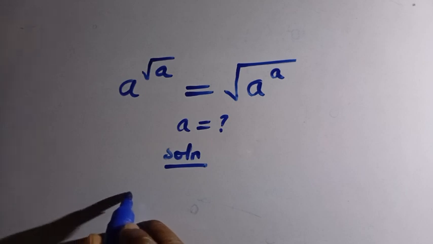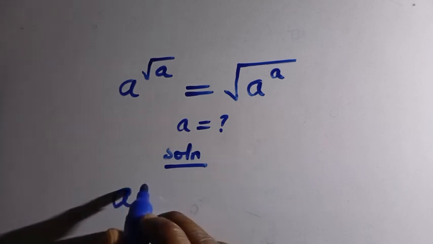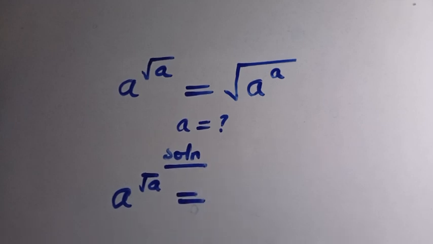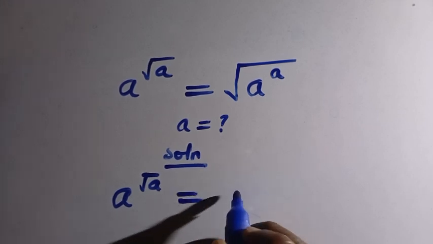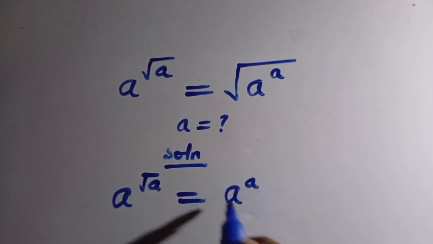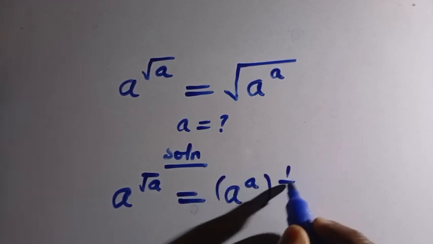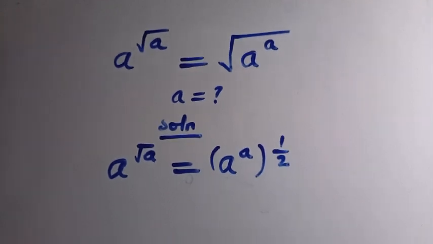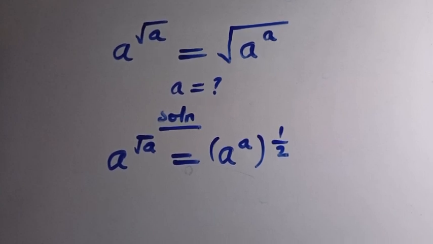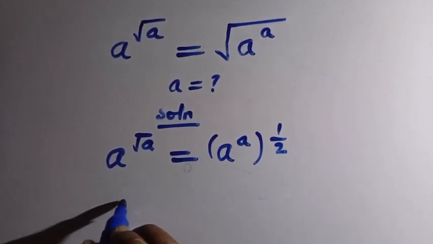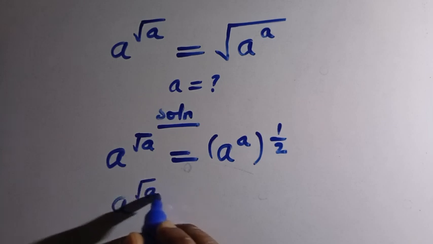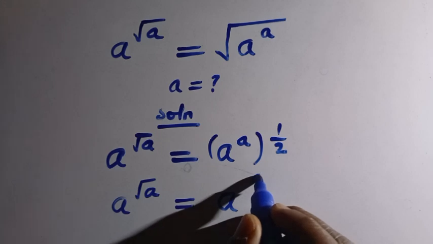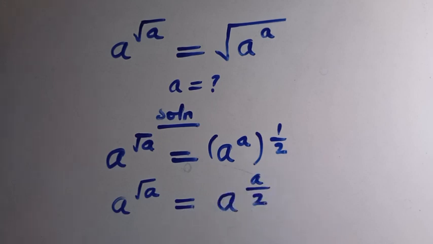So we are given a raised to power of a. This equals square root, here we change it to a raised to power a, then all raised to power 1 over 2. So we know root is just like power of 1 over 2. Then from here, we have to multiply a by 1 over 2, and we have a raised to power of square root of a equals a raised to power a times 1, that is a divided by 2.